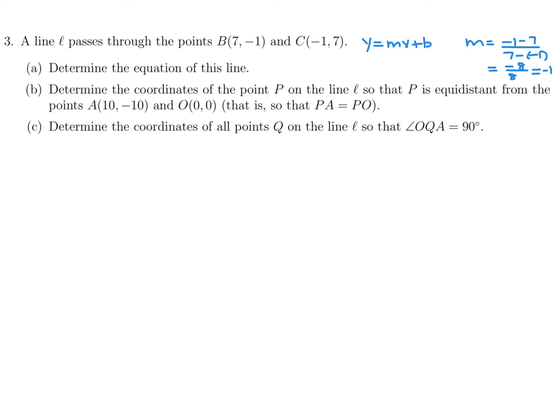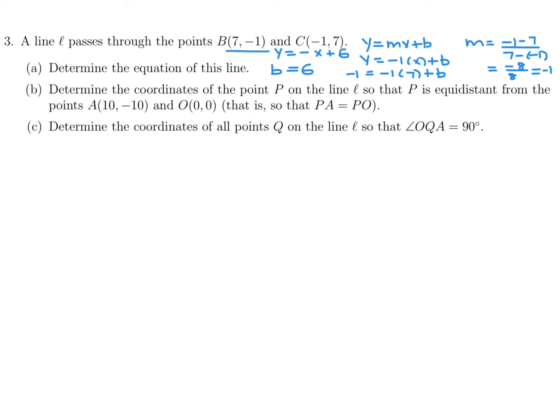So that's the slope. Therefore, the equation is y equals -1 times x plus b. Now, of course, we have to figure out b. You can do that by substituting any of these points. It doesn't really matter. Put in the point, and we get -1 equals -1 times 7 plus b, and therefore b would be 6. So our equation is y equals -x plus 6.